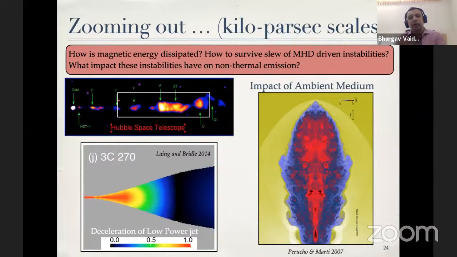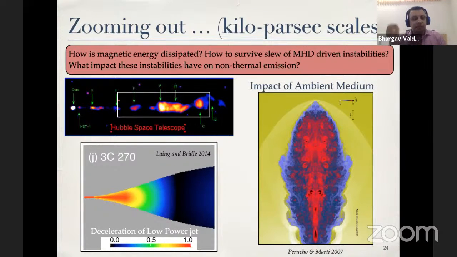And now, finally, going into the largest scales, the much higher kiloparsec scale, where you have all sorts of shock features, and they become much more important. You tend to ask these questions: now that your energy is dissipated, how do we have shocks coming into play? How do these MHD-driven instabilities survive in these jets? And how do these instabilities impact the continuum non-thermal emission that you have?